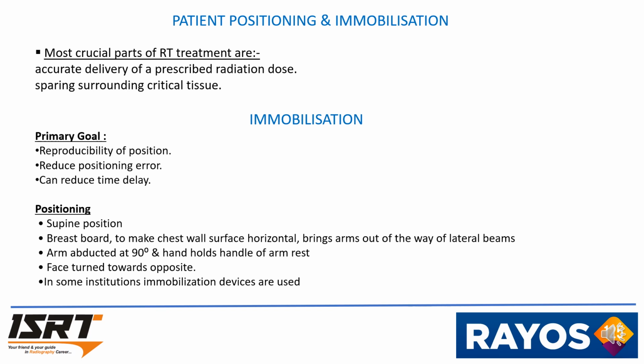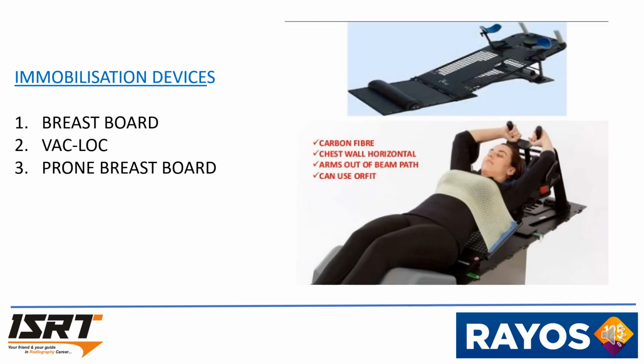Then positioning: supine position. A breastboard makes the chest wall surface horizontal and brings the arms out of the way of the lateral beams. Immobilization devices: breastboard, backrest, and prone breastboard are used as immobilization devices. In this picture, a patient in breastboard position is seen.